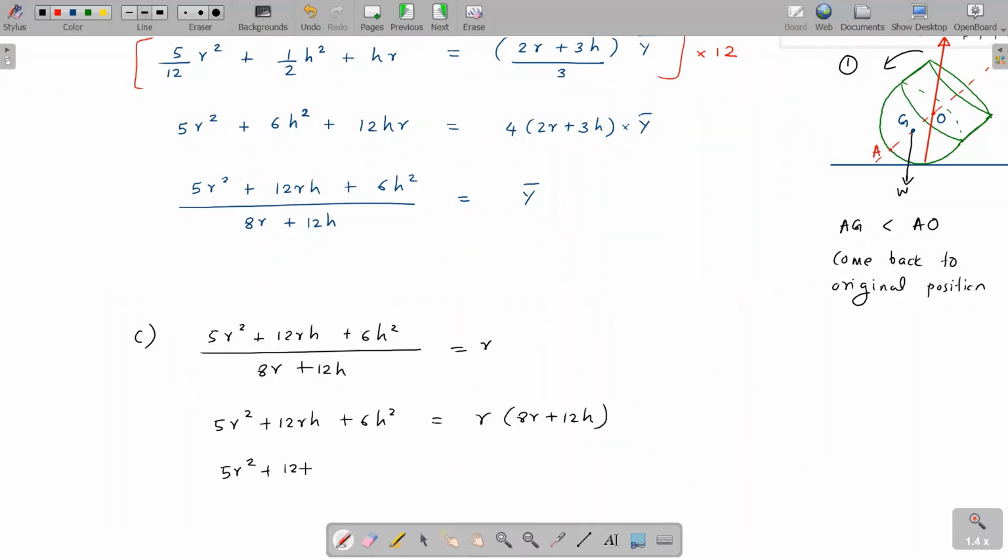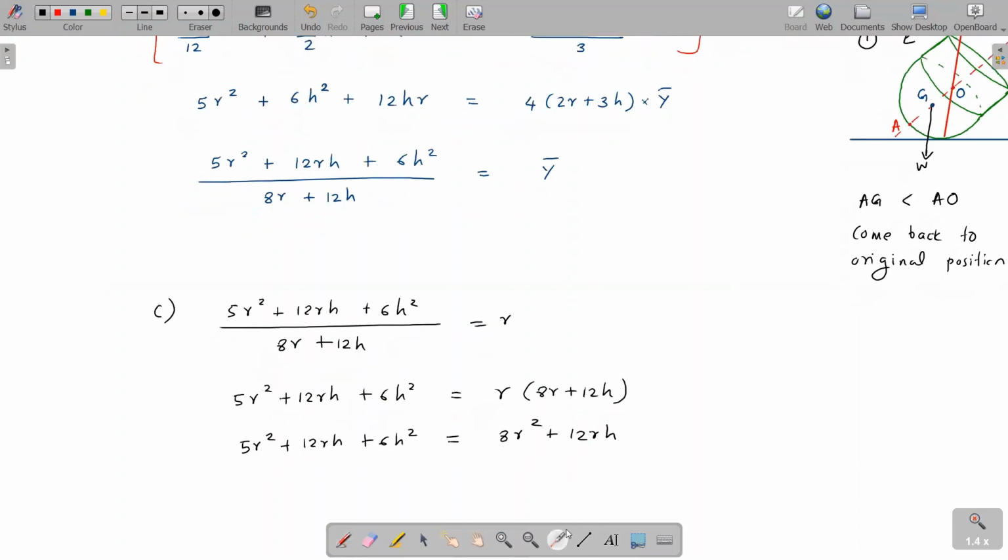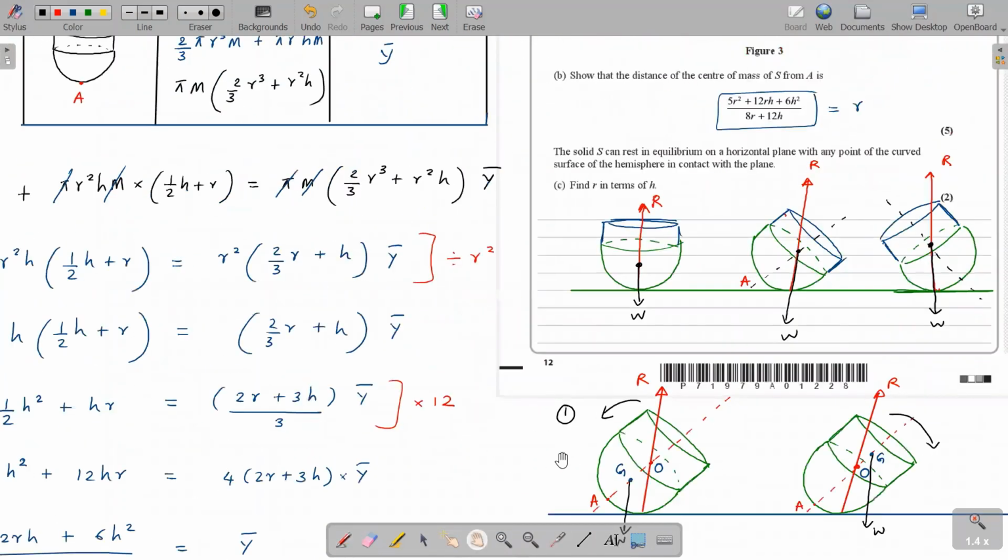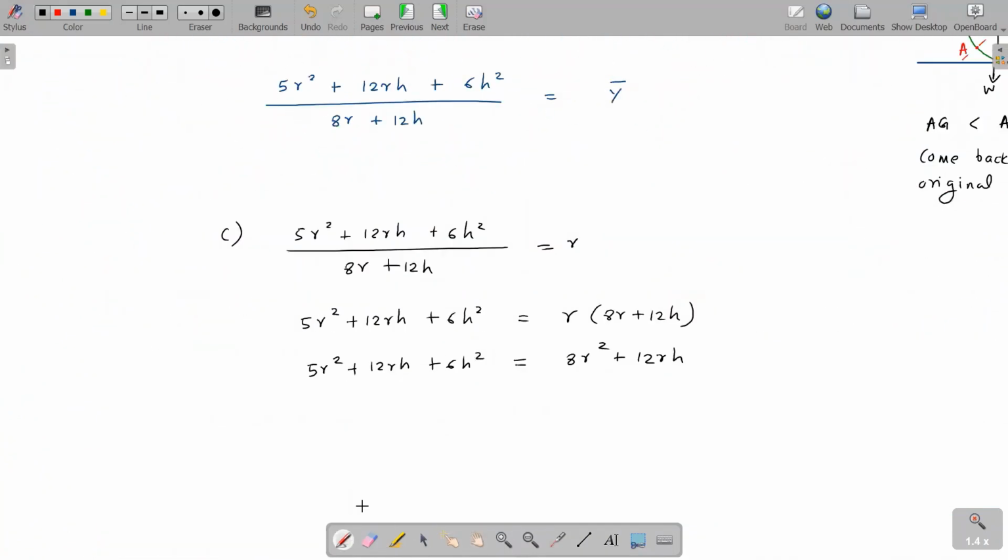5r square plus 12rh plus 6h square equals 8r square plus 12rh, right? Now you're supposed to find r in terms of h. 12rh will cancel out. Bring the r terms to one side. So 6h square equals 8r square minus 5r square, which is 3r square. So r square is 6 divided by 3, 2h square. Is that correct? So r equals root 2h square.